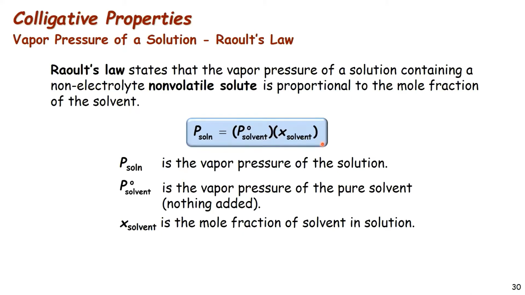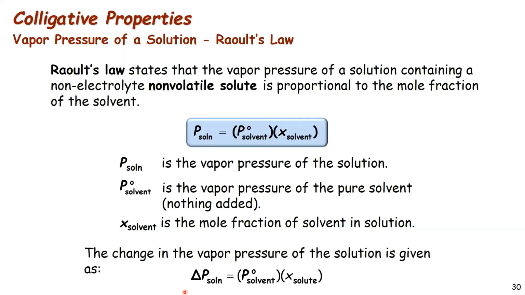Okay. Now, if we have a volatile solute, actually, I think I'm going to go into that later. And if it's the change in the vapor pressure, you can just do some manipulation with this equation for a before and after. And what you get is that the change in the vapor pressure of the solution is just equal to the vapor pressure of the pure solvent times the mole fraction of the solute.